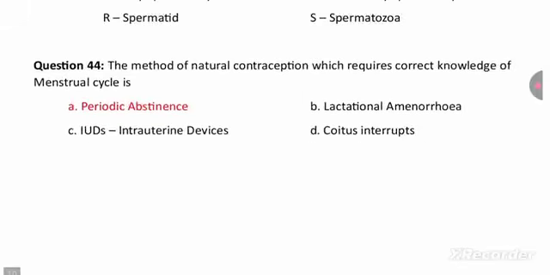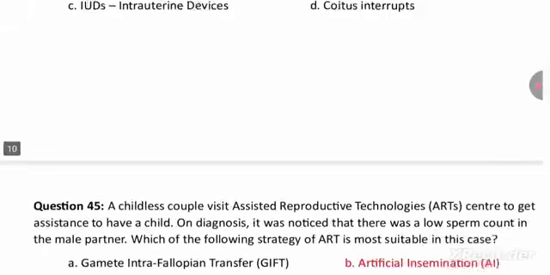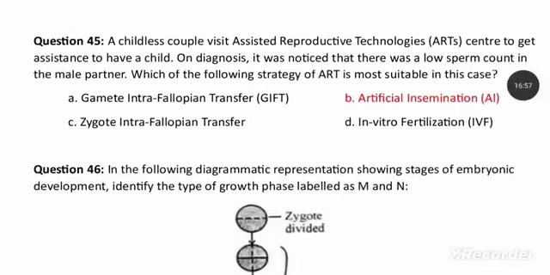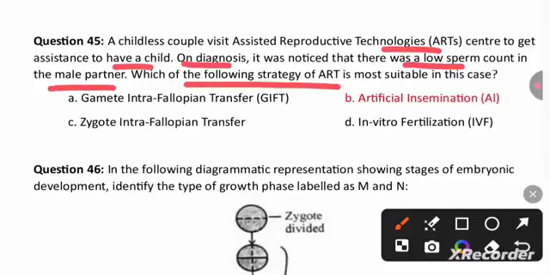The method of natural contraception which requires the correct knowledge of menstrual cycle is periodic abstinence. The childless couple visited Assisted Reproductive Technology Center to get assistance to have a child. On diagnosis, it was noticed that there was a low sperm count in the male partner. Which of the following strategy is used? If the sperm count is less, then artificial insemination can be done.